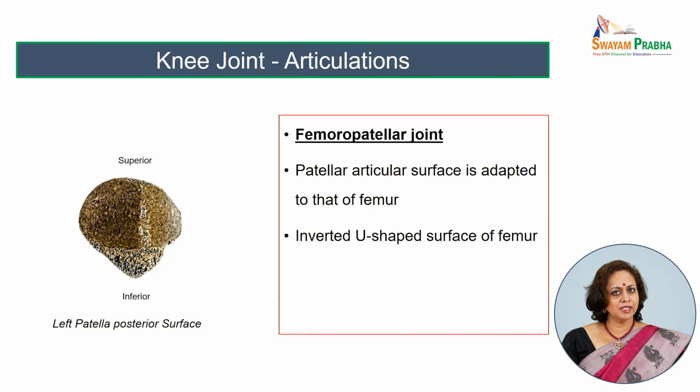Let's look at the bony surfaces of articulation. First we look at the patella. Here you can see the left patella posterior surface, which is articulating with the inverted U-shaped femoral condylar surface. So you have a superior aspect and an inferior aspect. This is medial and this is lateral.